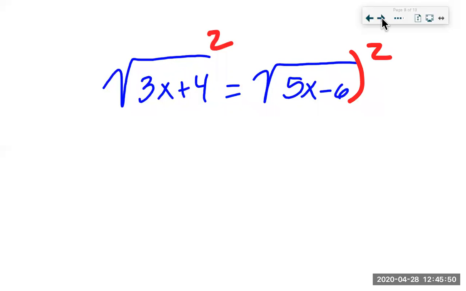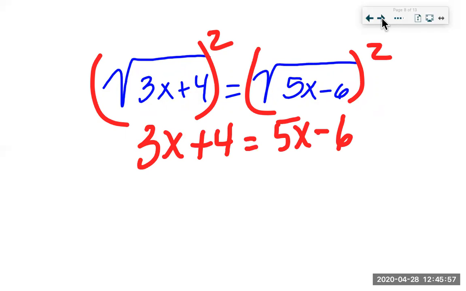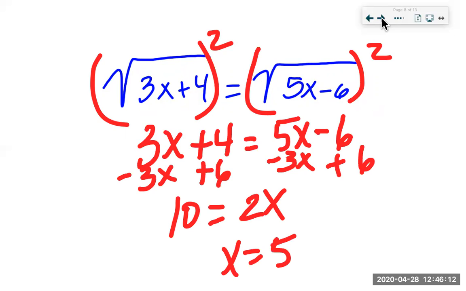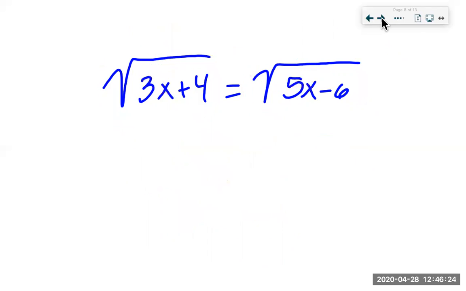All right, so here again, radicals on both sides. Square it, square it. 3x plus 4 is equal to 5x minus 6. I think I would subtract 3x from both sides, and I would add 6 to both sides if I just do it all in one step. So we have 10 on the left-hand side is equal to 2x, so x is equal to 5. So this would be 15 plus 4, square root of 19 on this side, and 25 minus 6 would also give us the square root of 19. So I did confirm that my solution was a good one.